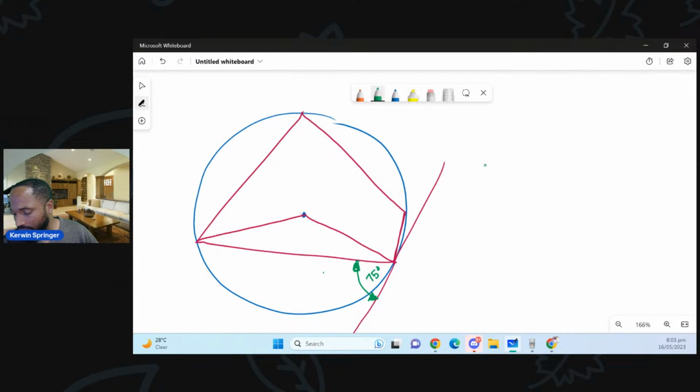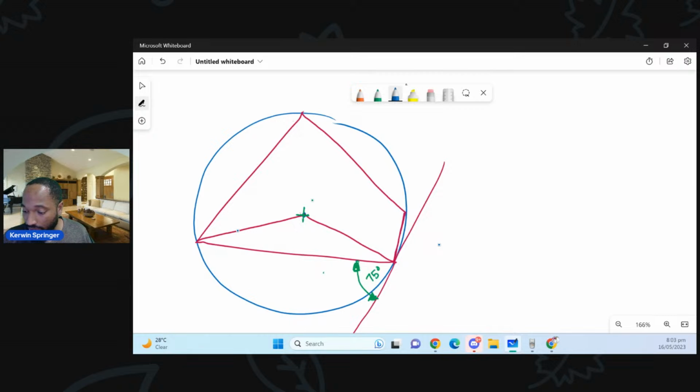Then I want them to tell you that this angle over here, wait, I think that's all they need to know. That is all you need to know. So that's the center of the circle. And after that, so that is 75. That's all you need to know.